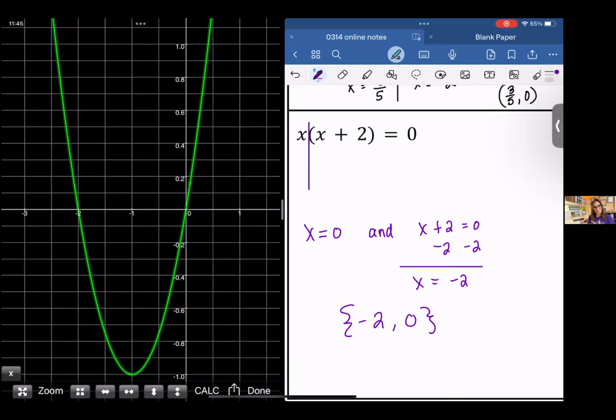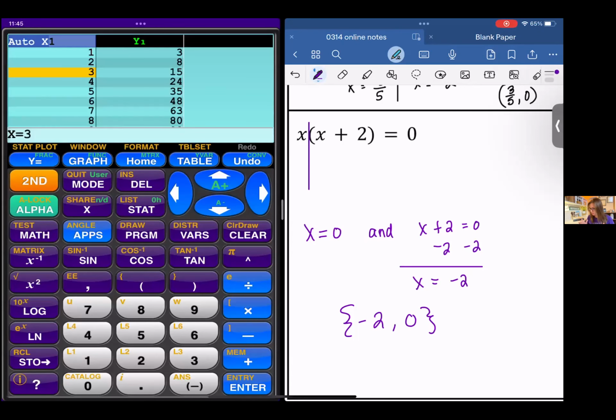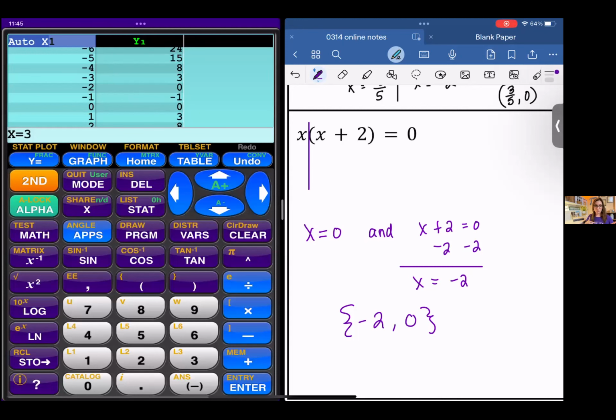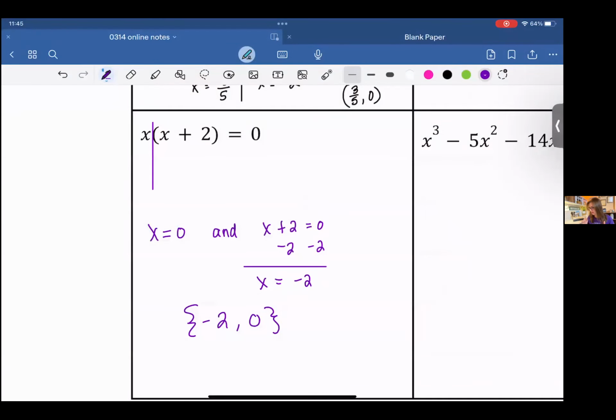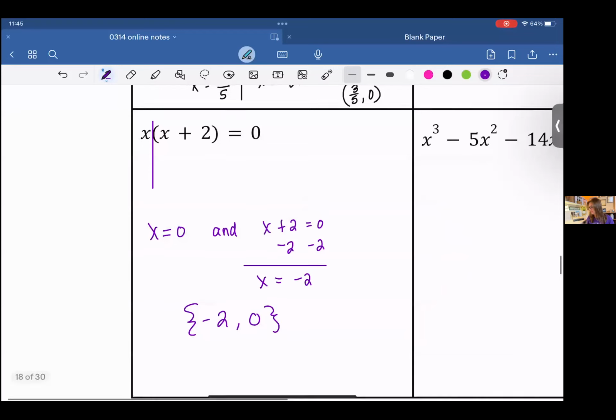Negative 2 and 0. So that's what we're finding. We're just finding it algebraically. And if I were to look at the table, at 0, the y value is 0. And at negative 2, the y value is 0. So that just confirms. So that's algebraic with a table and with a graph. They all are the same. That's what I love about math. I love a lot of things about math, but that's one of the main things.